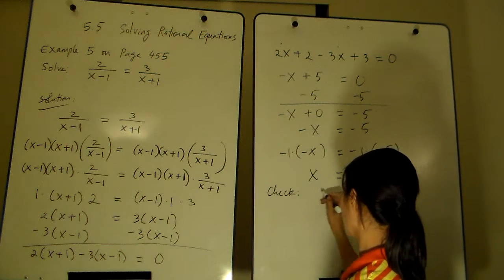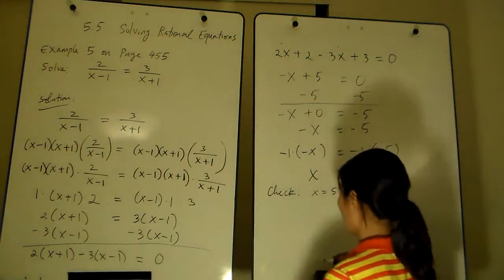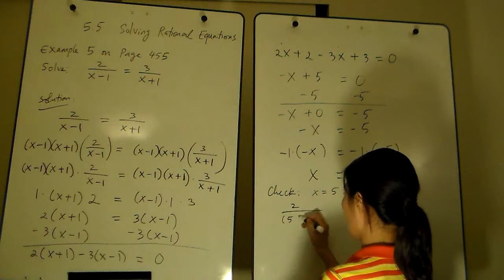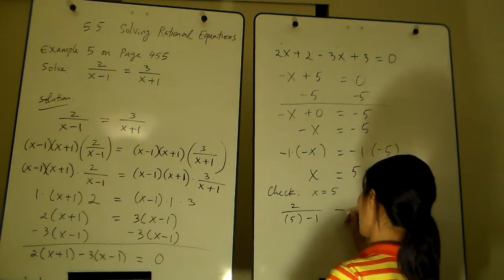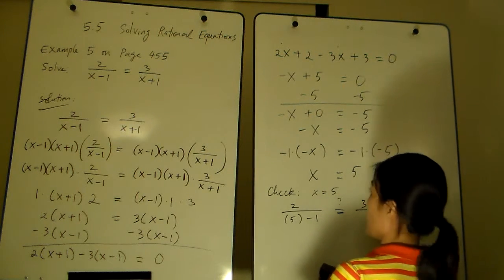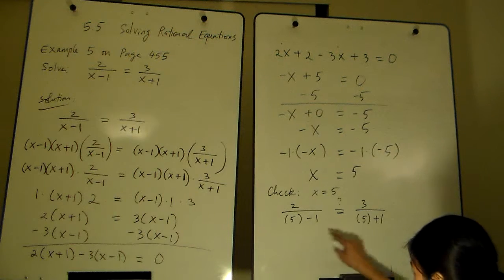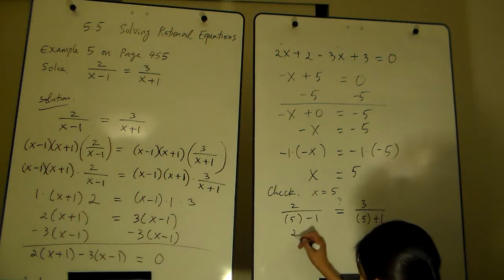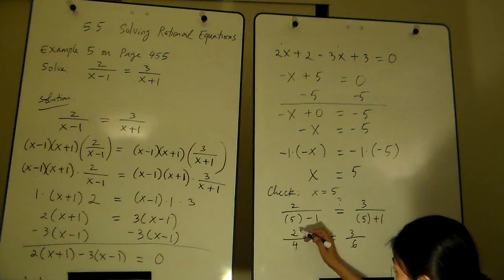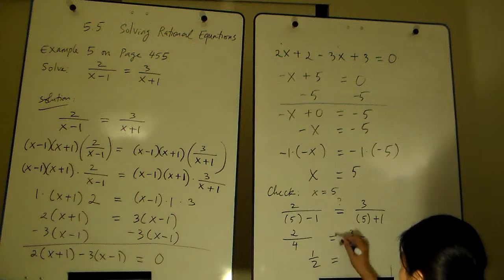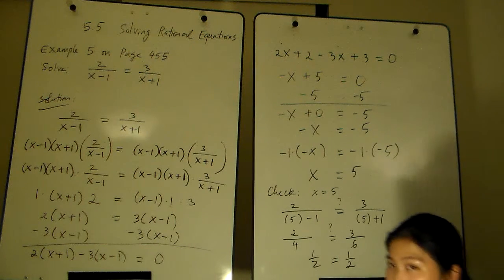So check x equal to 5. Substitute 5 for x in this equation. I have 2 divided by 5 minus 1, equal to, we don't know, so put a question mark, 3 divided by 5 plus 1. We don't know if the left hand side equals the right hand side, so I put a question mark. 2 on top, 5 minus 1 is 4. 3 on top, 5 plus 1 is 6. You simplify: 2 divided by 4 is 1/2, equal to 3 divided by 6, which is 1/2. So 1/2 equals 1/2, which is a true statement.